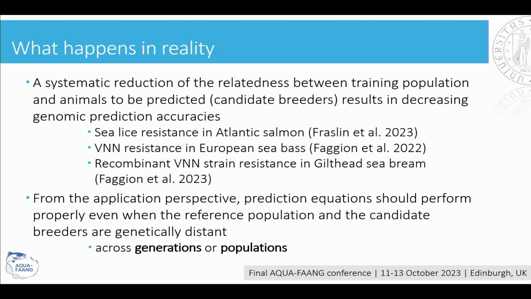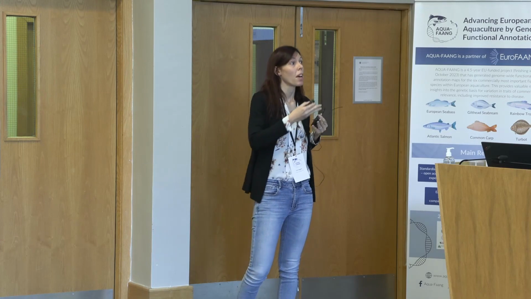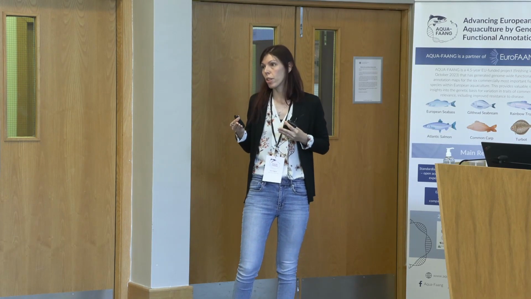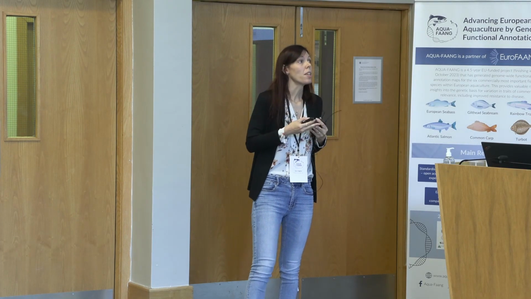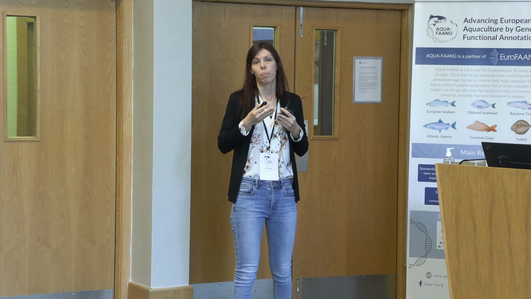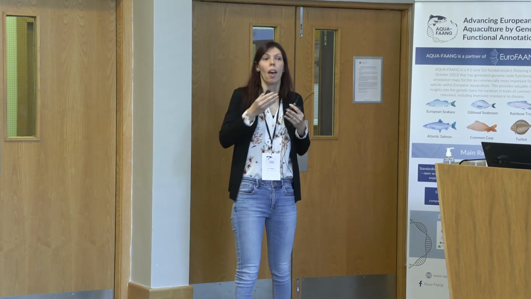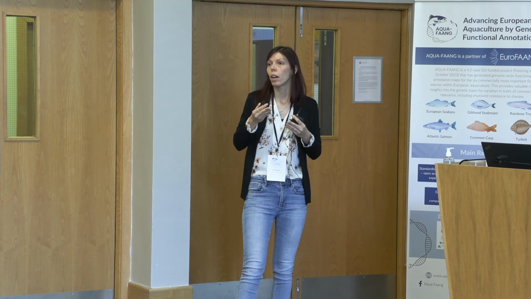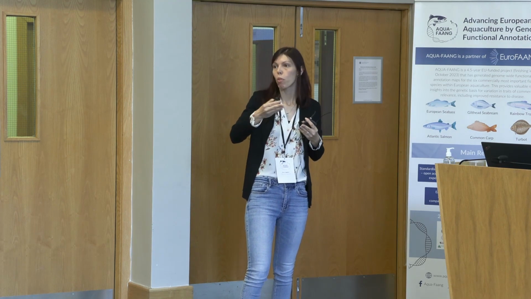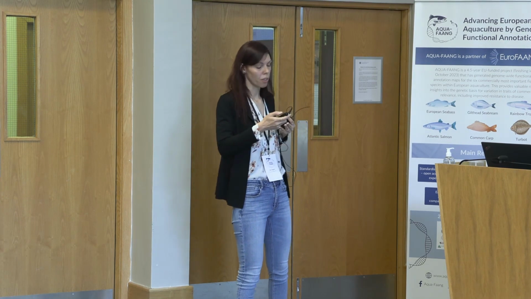So, placing this into the application perspective, we need a prediction equation that can perform properly even when the reference population and the candidate breeders are genetically distant. This means across generations or across populations. So we really need to phenotype only once and build a prediction equation that can perform properly across generations.